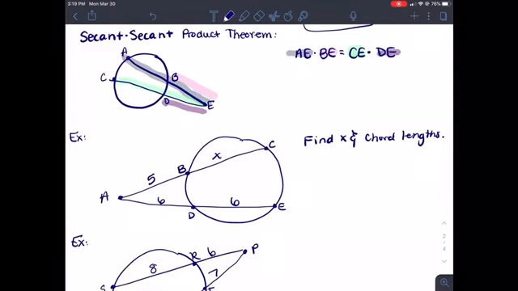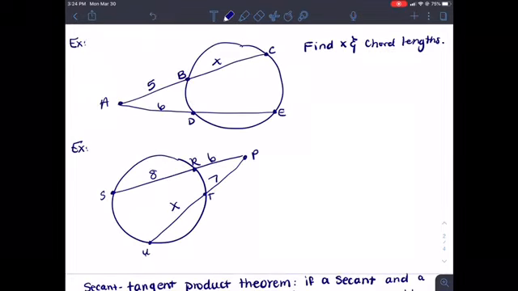It says that the full secant times the part of the secant outside the circle equals the full length of the other secant times the part of the other secant. I know that sounds a little confusing, but you'll be able to see it in these examples. For this example, it wants us to use the secant-secant product theorem to find x and the chord lengths. CA, which I will highlight in light green, is the entire length, so I would do CB plus BA. BA is 5 plus CB, which is x, so it'll be 5 plus x.